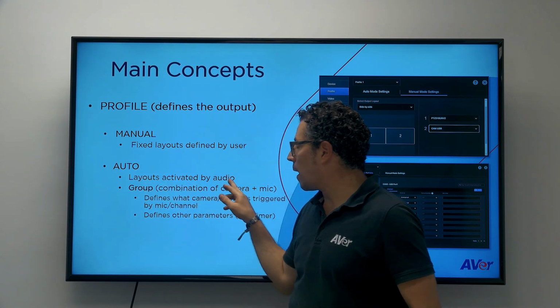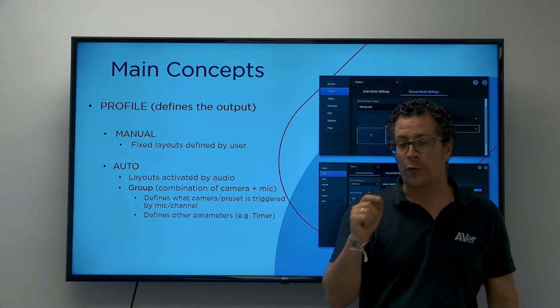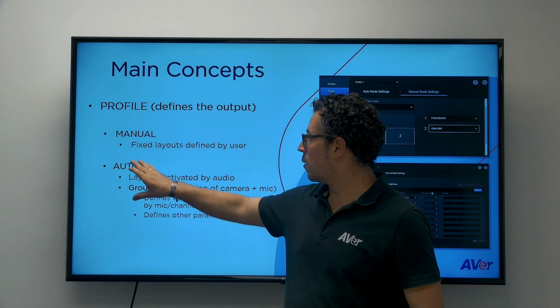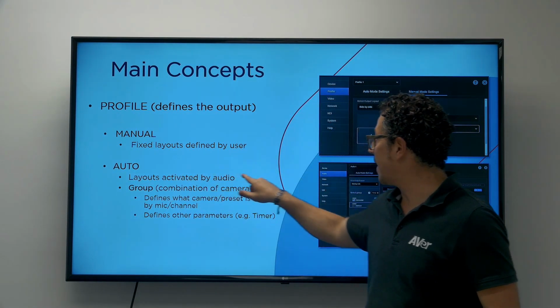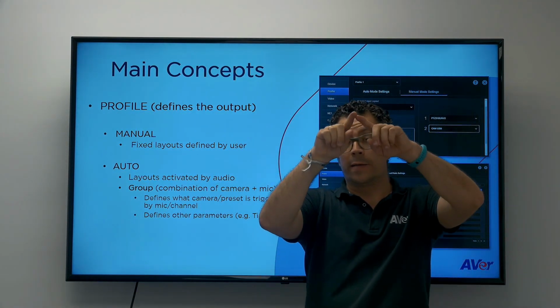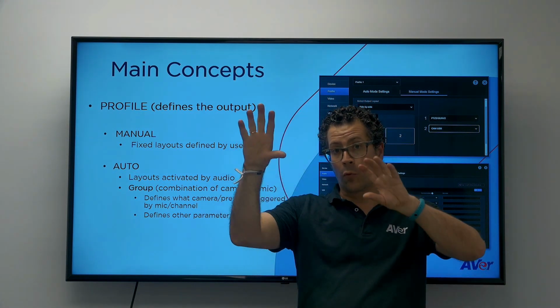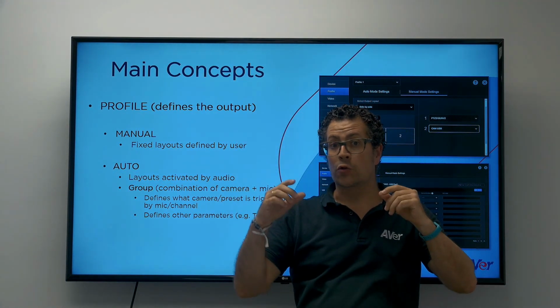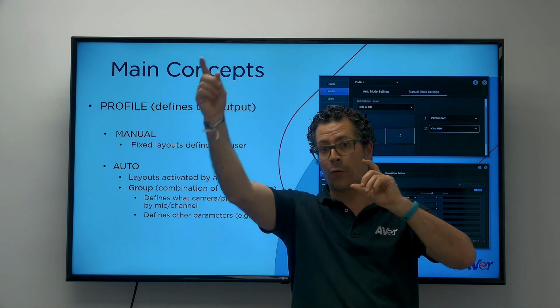The second one is the automatic layout, the automatic profile. In this case, the layout is activated by audio. So the first thing in this kind of profile is that you are going to select a layout. A layout could be one camera or multiple cameras, and it's going to switch depending on the audio channels.